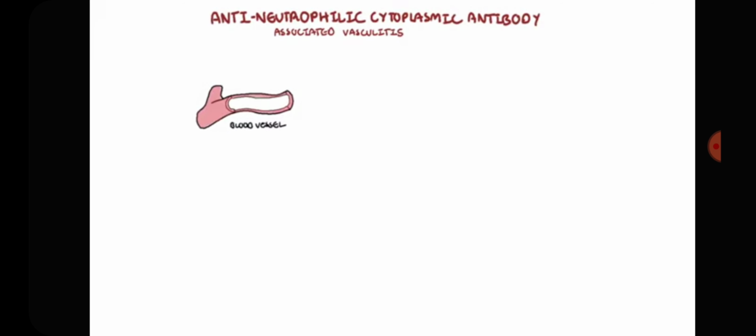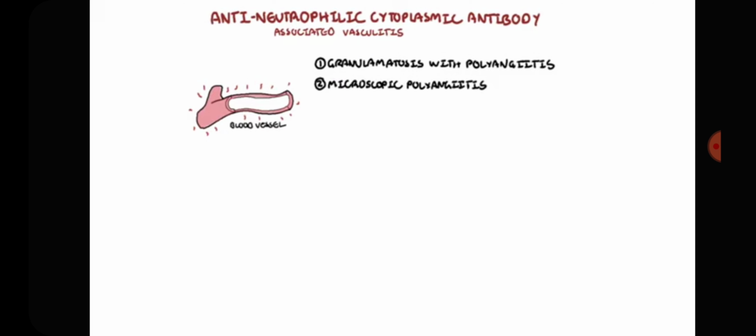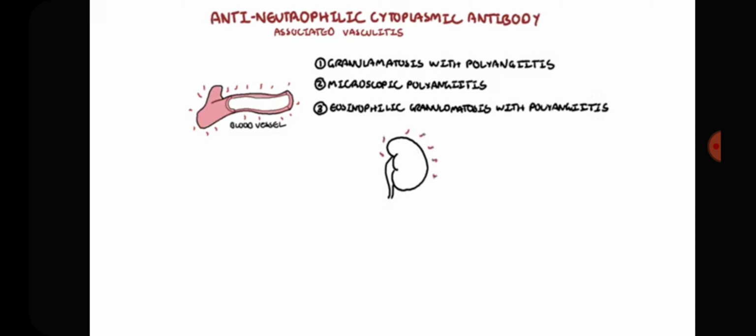Anti-neutrophilic cytoplasmic antibody-associated vasculitis, or ANCA-associated vasculitis for short, is a type of vasculitis that affects small blood vessels, and they include 3 diseases and are characterized by the presence of the ANCA antibodies. These 3 conditions are granulomatosis with polyangiitis, microscopic polyangiitis, and eosinophilic granulomatosis with polyangiitis. Some of these can lead to a complication called ANCA nephritis or ANCA-associated glomerulonephritis.